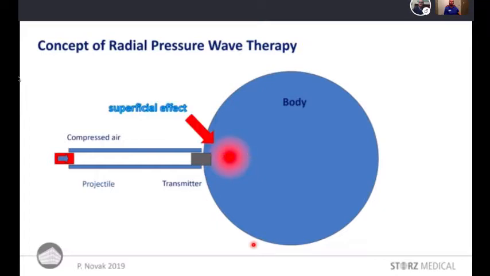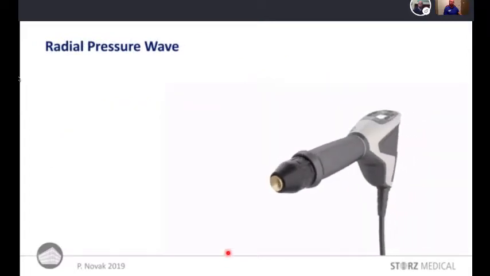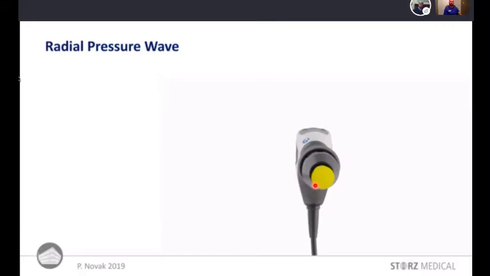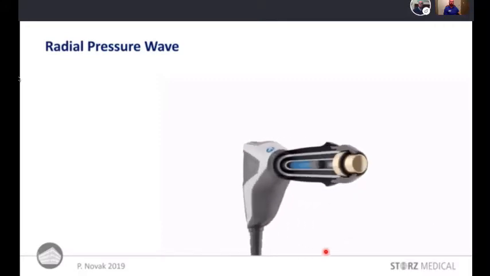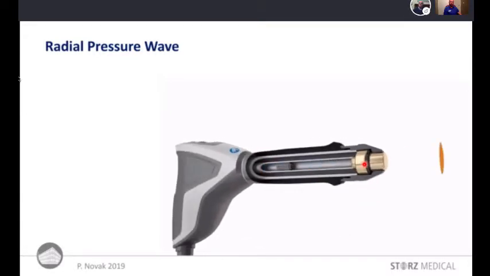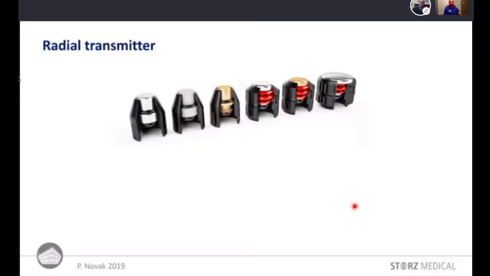But of course, in this case, we have only a superficial effect, and the energy is decreasing from the point of entry into the body, which happens relatively fast. Again, here is a realistic sample of a handpiece using this compressed air generation of pressure waves. Here in front is the emboss or transmitter, the projectile hitting it. And as you can see, this transmitter vibrates on behalf of the impact of the projectile.